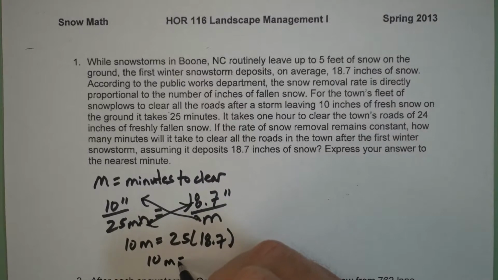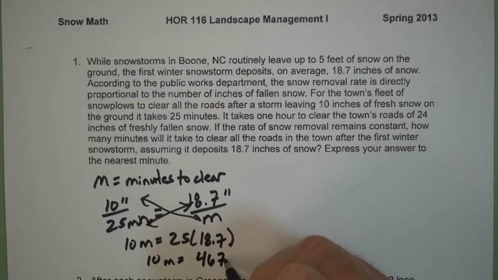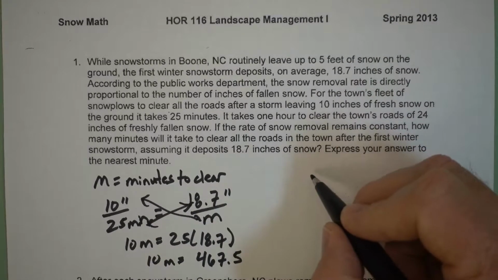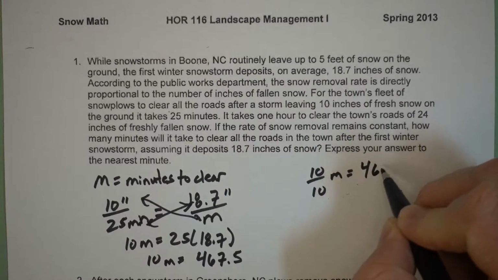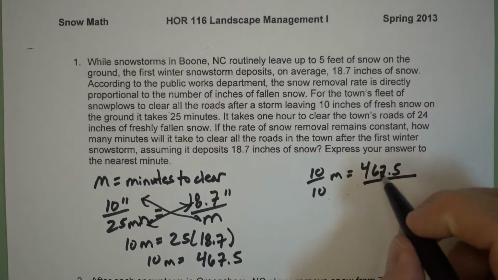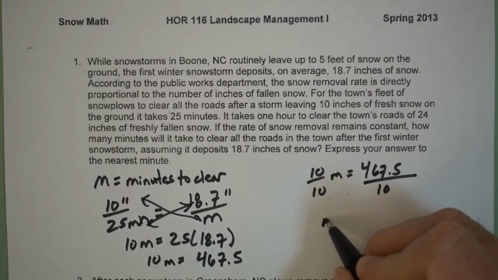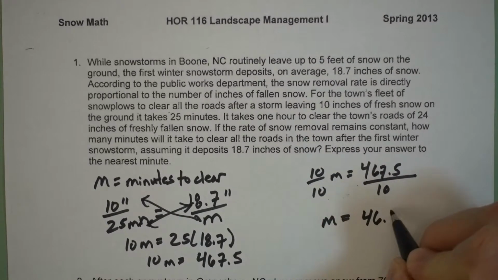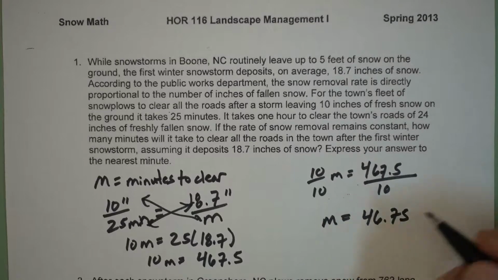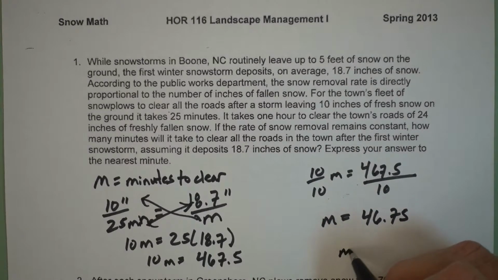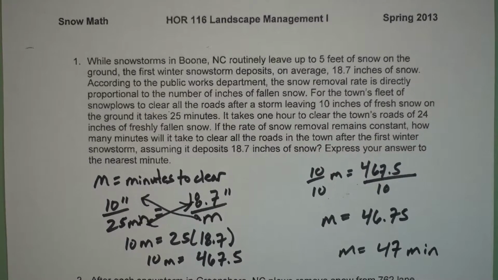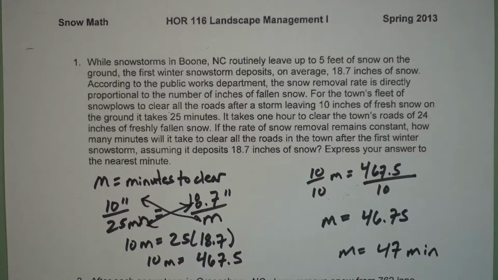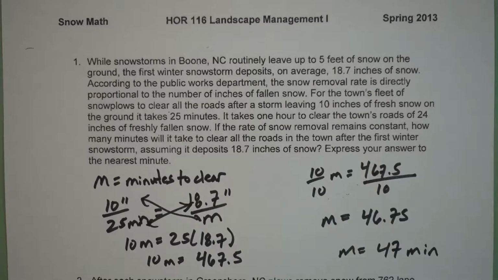which leaves me 10M equals 467.5. We're going to divide by 10 on each side. And so we've got M equals 46 minutes 0.75, or 46 minutes 3/4, or M equals 47 minutes to clear roughly an 18.7 inch snowfall. Hopefully my table's not shaking so bad that you can't see this math.